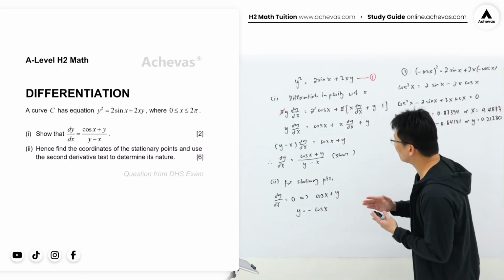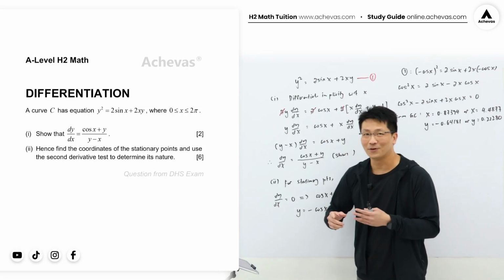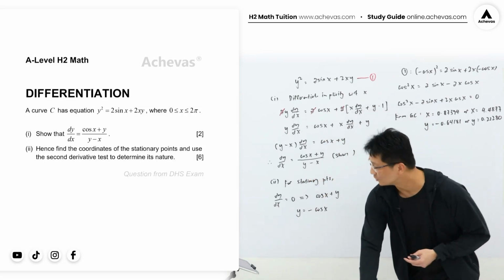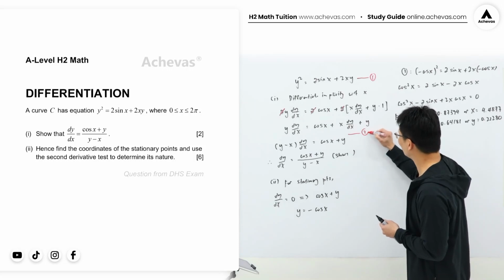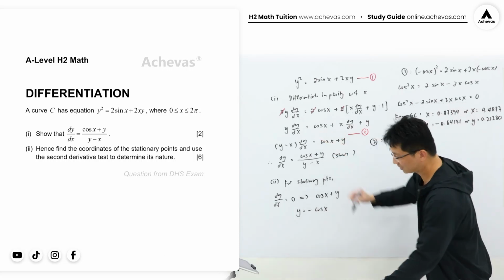And we are going to use our second derivative to determine the nature of these two stationary points. I think I'm going to go for this equation here because I think that this equation is easier for us to do a differentiation again rather than this one. So maybe I'll just call this equation 2. So let's do a differentiation again for this.